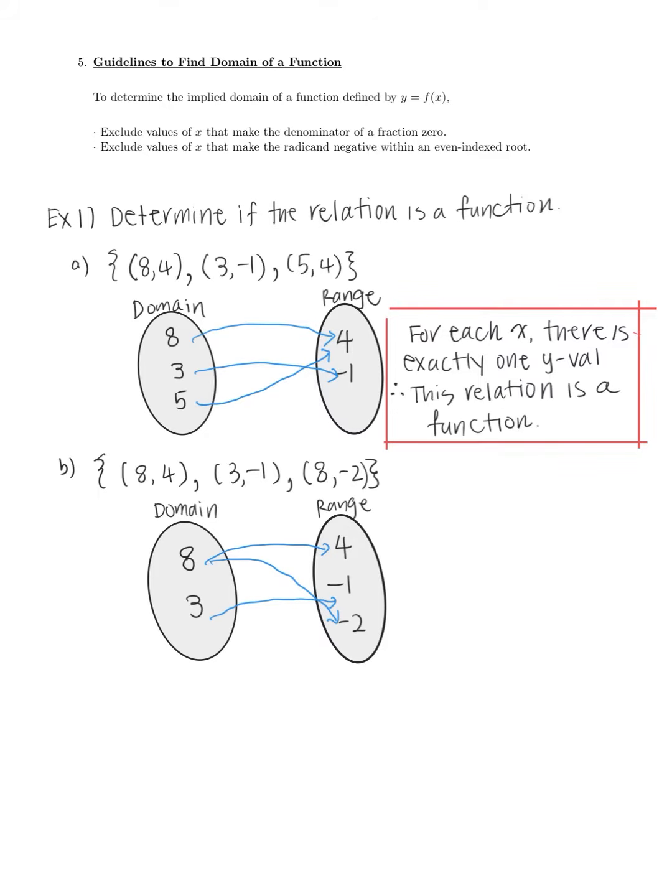Okay, think about it. What do you think? Is this relation a function or not? I claim no, because 3 is all good to go since 3 has exactly one y value, which is -1. But look at 8. 8 has 2 different y values, no? So this is telling us that 8 goes to 4 and 8 goes to -2. That is the violation for the relation being a function. So in this case, this relation is not a function because 8 produces 2 different y values.